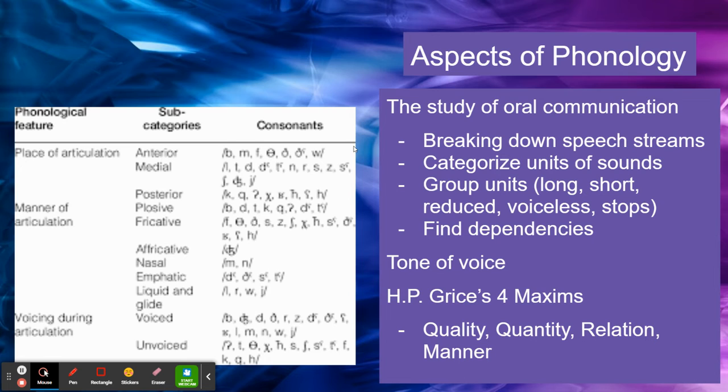Ways that linguists categorize phonology is first by breaking down speech streams, then categorizing the different units of sound, then grouping those different units, and then finding dependencies amongst them. Phonology also identifies that tone of voice is very important when it comes to communication. There's also H.P. Grice's four maxims, another famous theory behind phonology, be it that in order to give clear and effective communication, you need to have quality, quantity, relation, and manner.